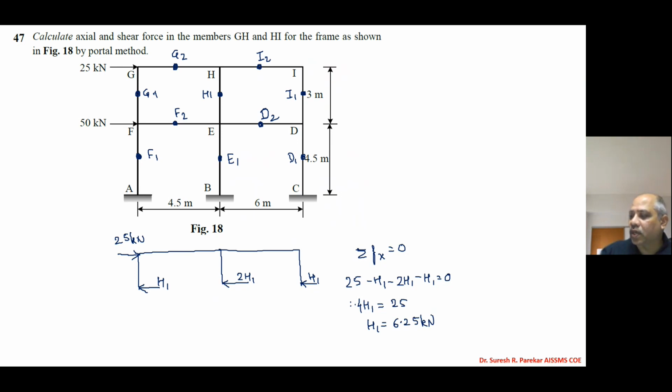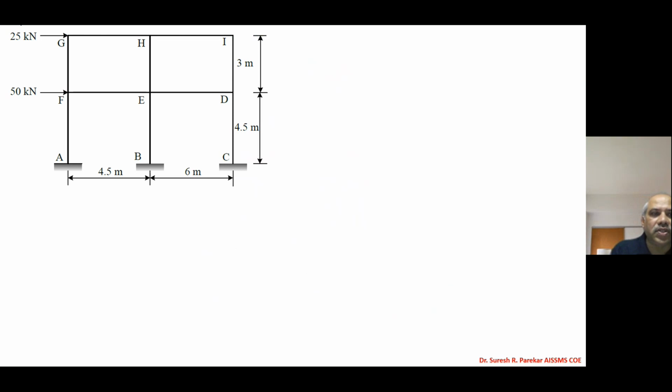Then we switch over to a separate part, because we have to find the shear force and axial force in GH and HI. So we will make G point and I point separate and then solve this. Now you can see this. I will consider G point separately. So first we have G point, and we have this as G.